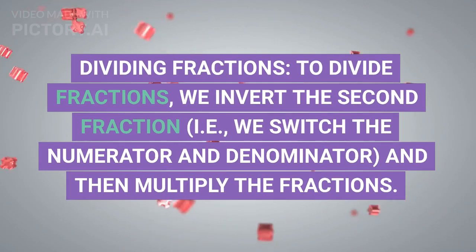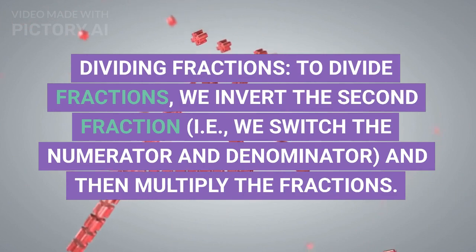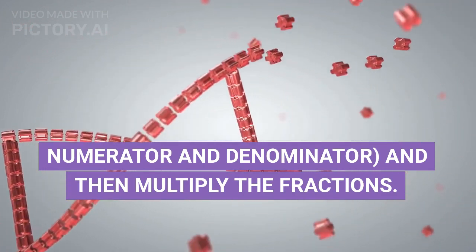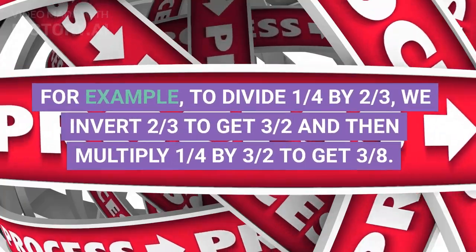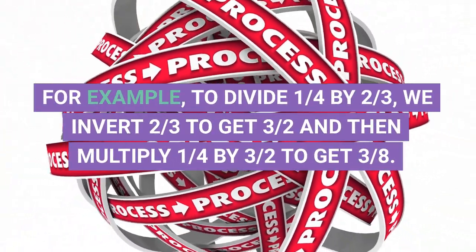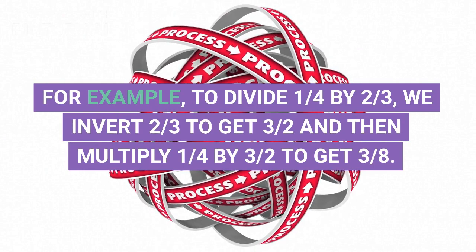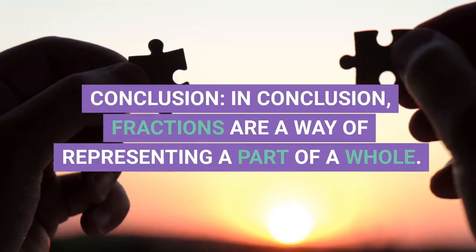Dividing fractions. To divide fractions, we invert the second fraction, i.e., we switch the numerator and denominator, and then multiply the fractions. For example, to divide 1/4 by 2/3, we invert 2/3 to get 3/2 and then multiply 1/4 by 3/2 to get 3/8.